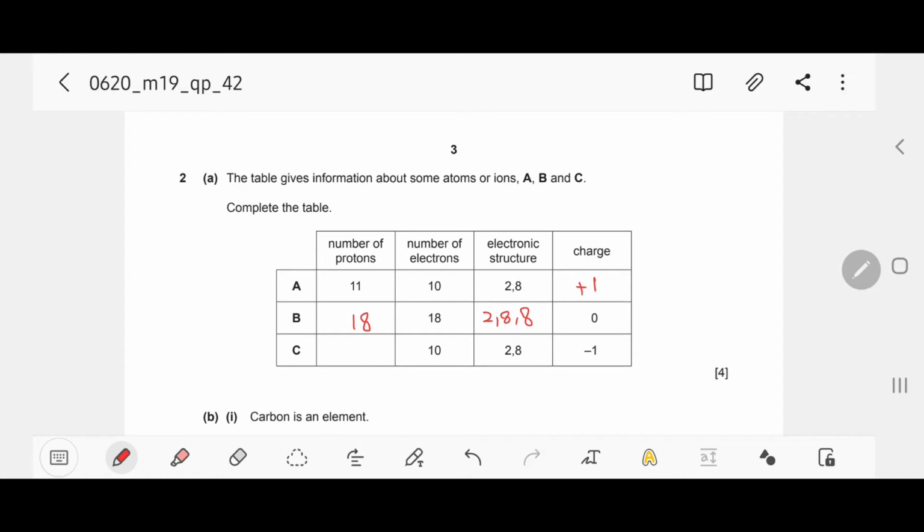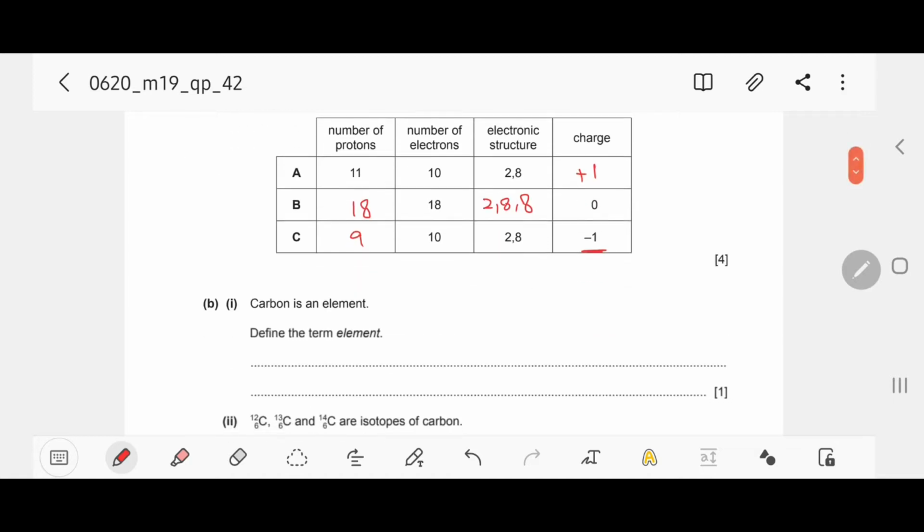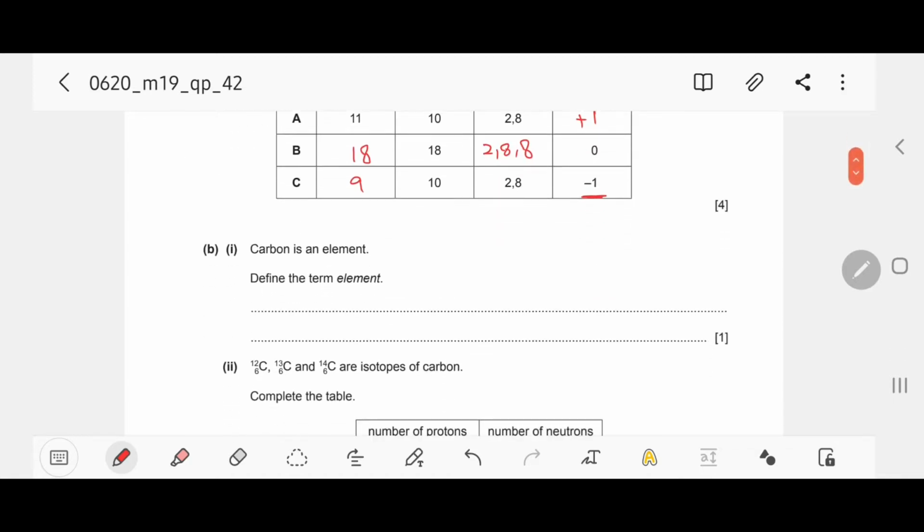And for the C part, we will see that it's minus 1. Minus 1 means they are talking about an element which has a charge of minus 1. So it will have 1 electron more than the proton number. So the answer will be 9. So these are kind of definitions.